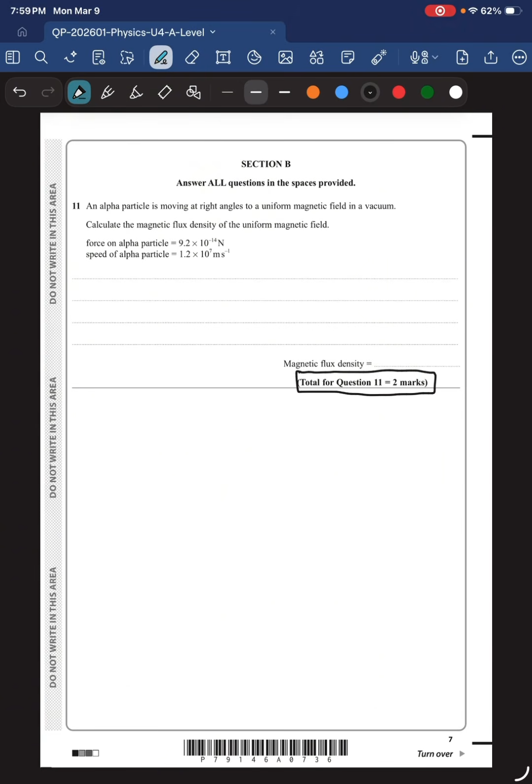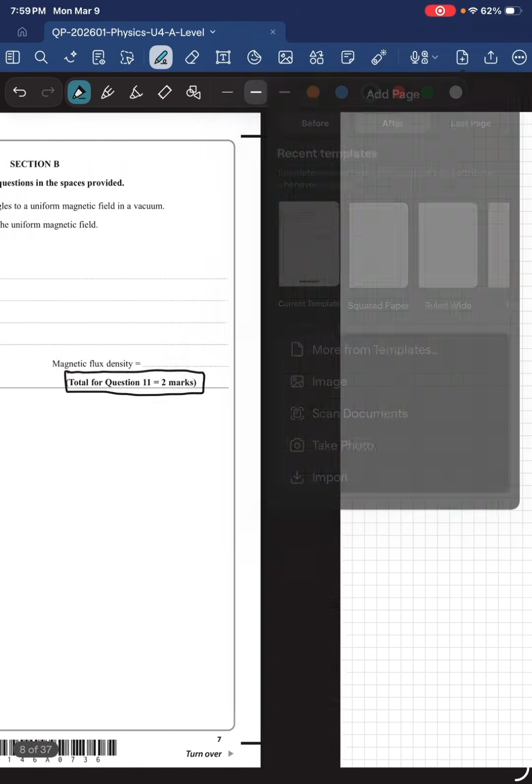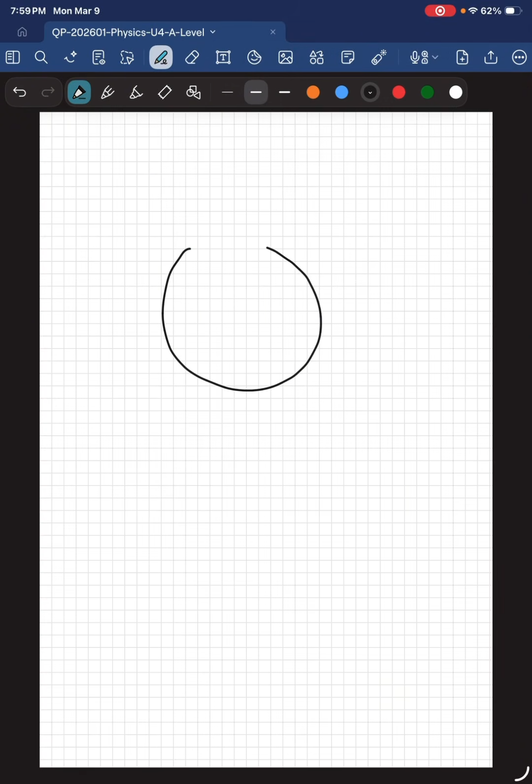So question 11. An alpha particle is moving at right angles to a uniform magnetic field in a vacuum. Calculate the magnetic flux density of the uniform magnetic field. So the situation is, let me use a clean page to draw it. Okay, this is a circle, this is the middle, and this is the alpha particle, I guess. This is the velocity. The velocity is tangent to the radius.